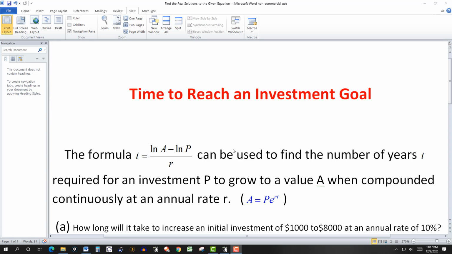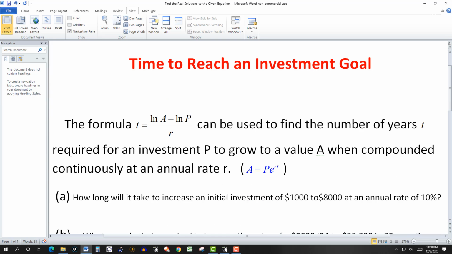So let's read what we have here. It says the formula T equals ln of A, so this is the natural log, so it's the base E, ln of A minus ln of P divided by R, can be used to find the number of years T required for an investment P to grow to a value A when compounded continuously at an annual rate R.